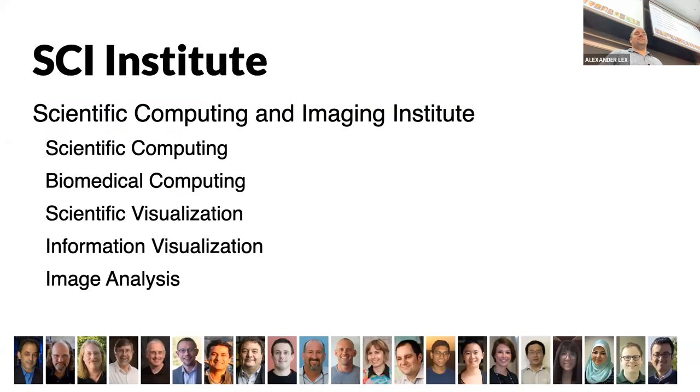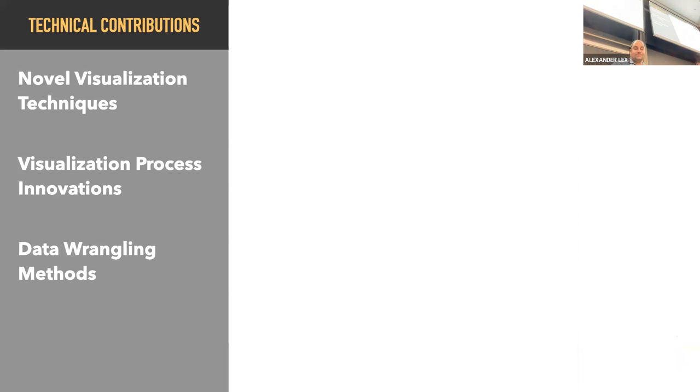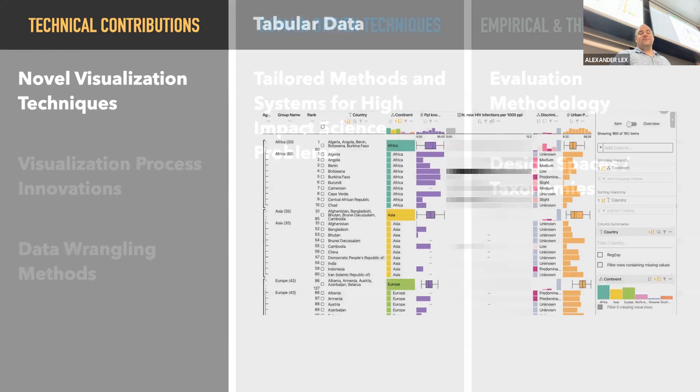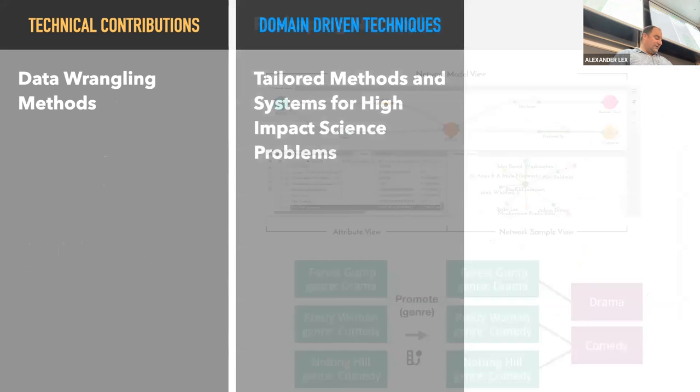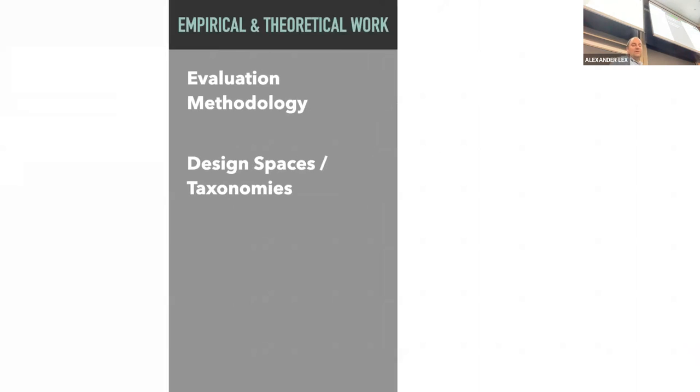We're part of the SCI Institute. I'm sure you're all familiar with the School of Computing, but the SCI Institute is a research institute that draws faculty from many different areas, including computer science. We specialize in scientific computing, biomedical computing, scientific information visualization, and image analysis. If you want to learn about SCI, you can go to this website. I'll also jump over my research because I will be talking about this enough anyway in the lectures. Just want to make sure that we have enough time for the formalities and maybe some questions.